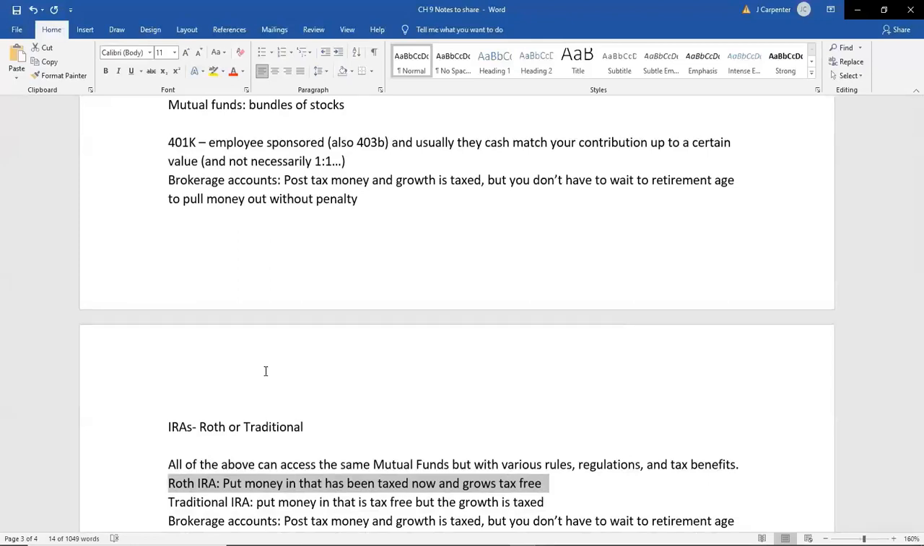401ks, again, they have these 2035, 2040, 2045 plans, which are very broad. And then you can invest into small cap, large cap funds, which are basically just different stock plans like your S&P 500 or your small cap version of the S&P 500, smaller companies. Whereas your IRAs, there are literally tens of thousands of different choices.